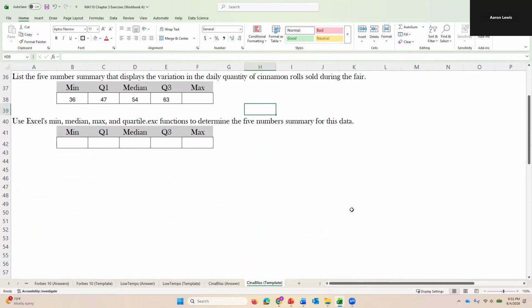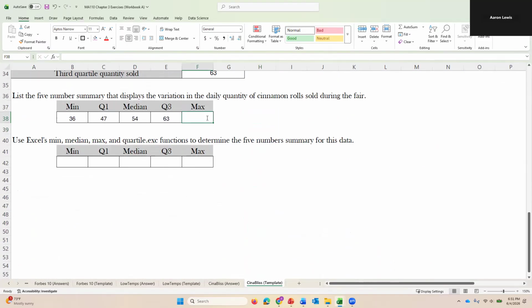So somebody looking at this right now can say, on average, they sold about 54 cinnamon rolls a day. Cinnamon roll sales varied all the way between 36 and 90 over those 15 days, but on most days, in the main half of days, sales were somewhere between 47 and 63 cinnamon rolls. So you get a measure of dispersion.